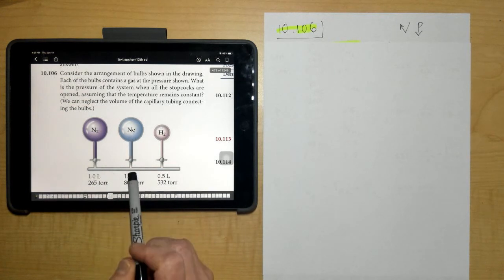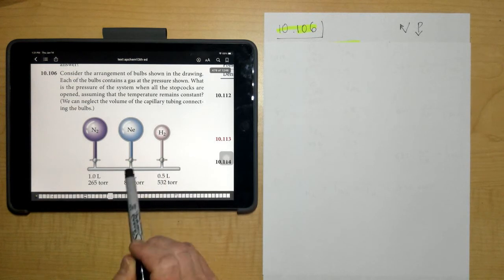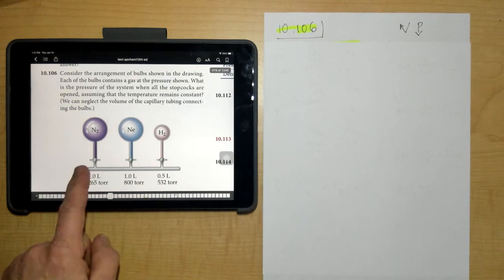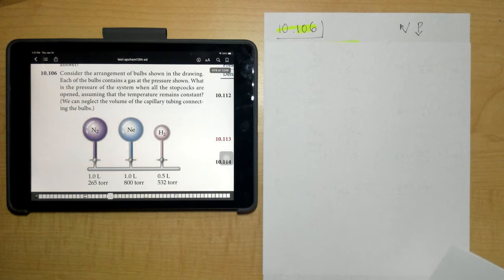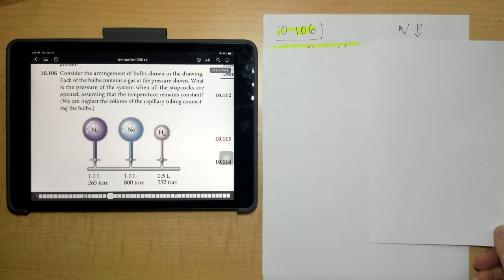Same thing with neon. It's going to go from 1 liter to 2.5. Hydrogen is going to go from 0.5 liters to 2.5 liters. And so we actually have 3 different problems here: one for nitrogen, one for neon, and one for hydrogen, because we want to know the final pressure of the whole system. And each one is going to have its partial pressure along with it.